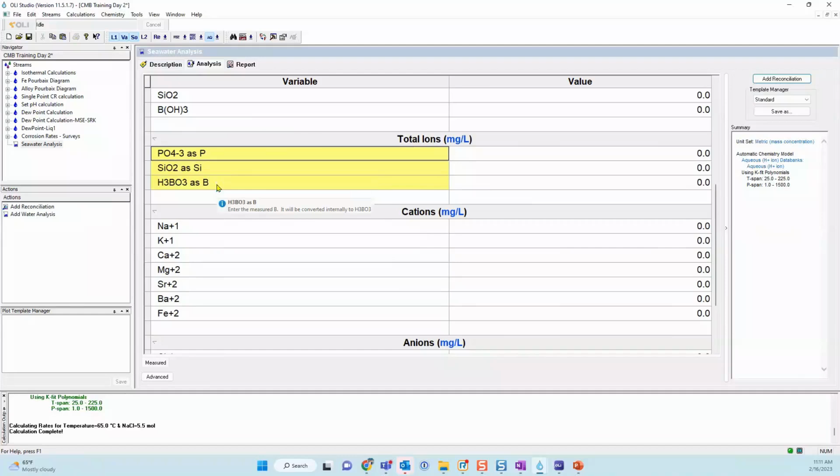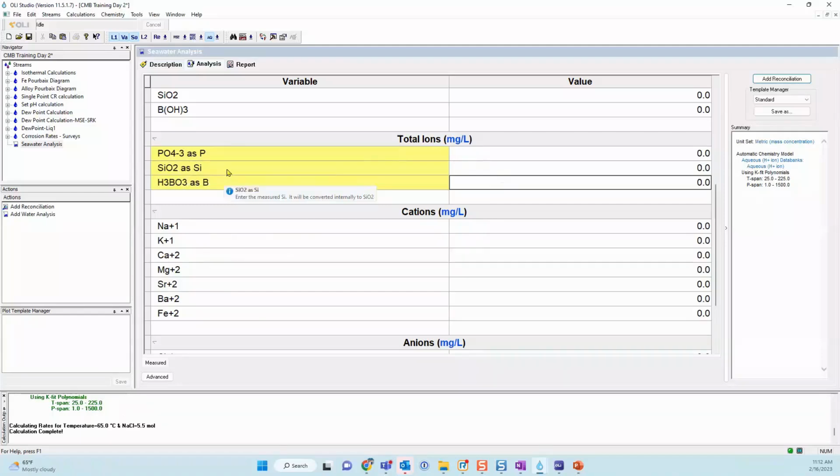They exist as an anion. For example, the P could be as a phosphate, right? Or if you measure Si, that means that you find it as silicon oxide. And if you measure boron, that means it is boric acid. So when you see those numbers, you simply enter the P, Si, and B values here, and the software will make those changes for you. It will convert the P into a phosphate, etc.